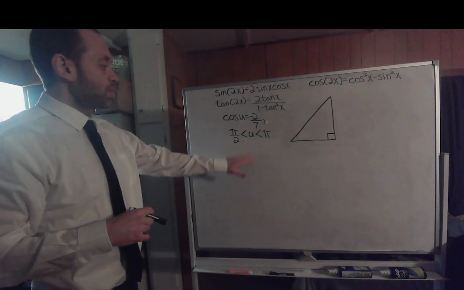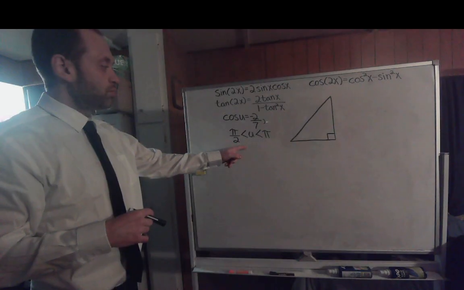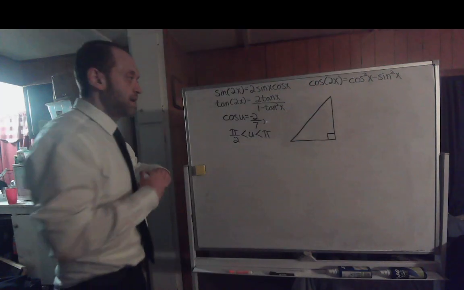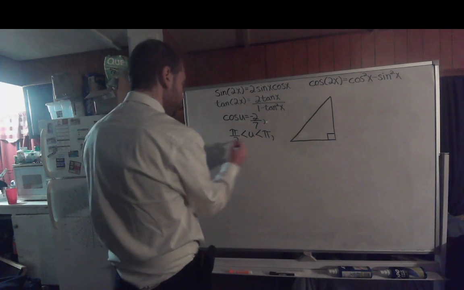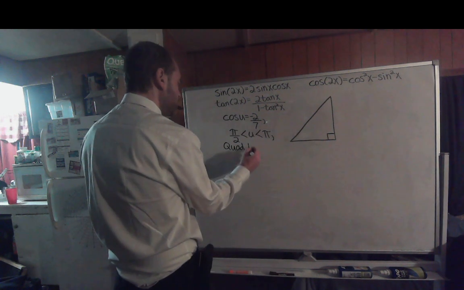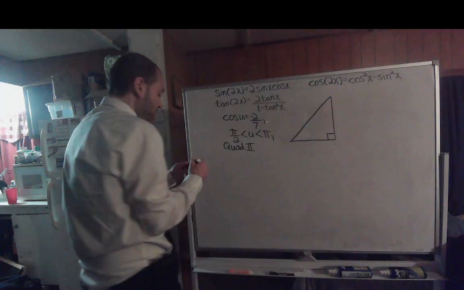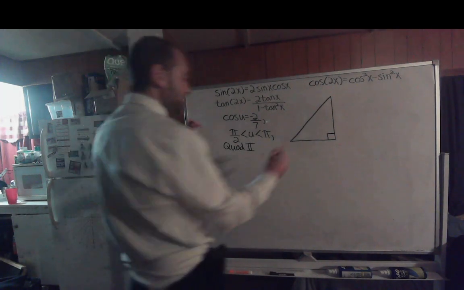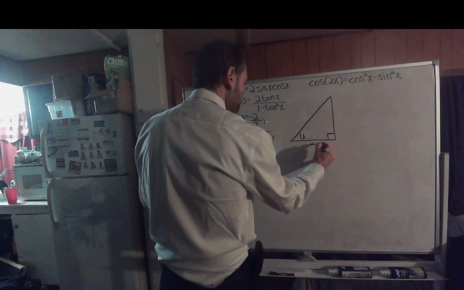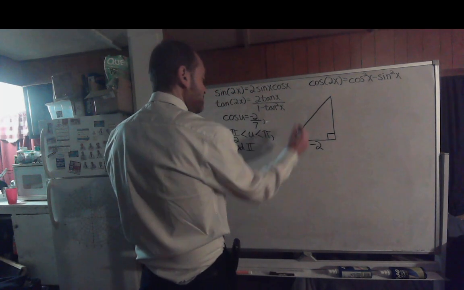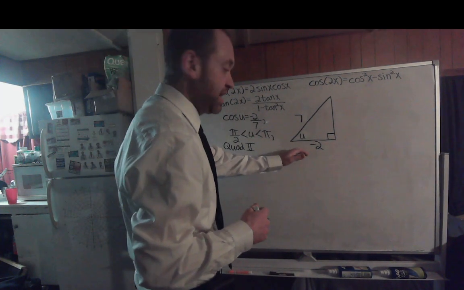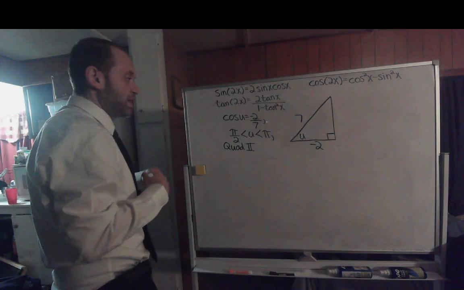So where pi over 2 is less than an angle, and that angle is less than pi, that's going to be in quadrant 2. So they give you that the cosine of U equals -2/7, so that's adjacent over hypotenuse, and of course your x is negative in the second quadrant, so that makes sense.